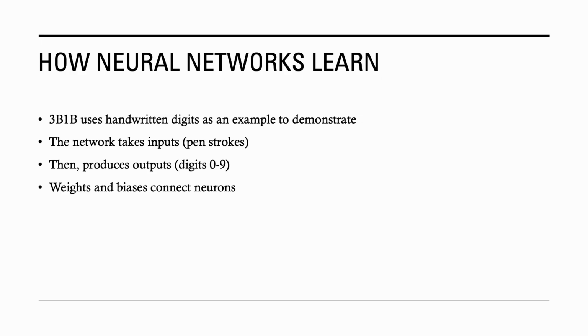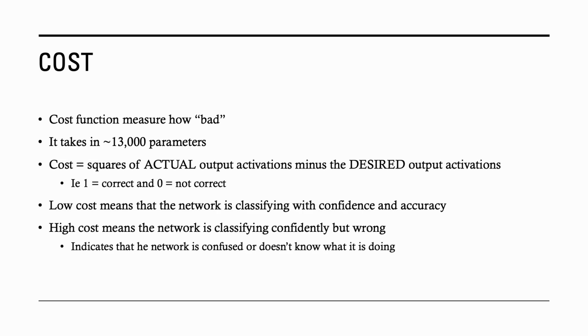So through 3B1B's video this week, we learned that through the use of handwritten digits, a network can take inputs in, which are the pen strokes, and then produces an output deciding whether it's the digit 0 through 9 based on what input was given to it. And there is the use of weights and biases that help connect these neurons together, and they ultimately help the machine make a decision.